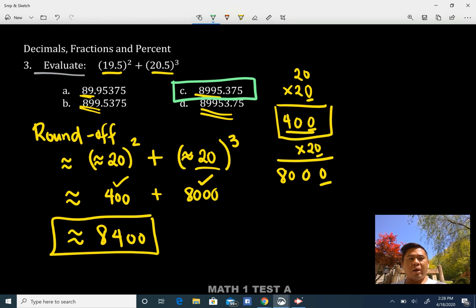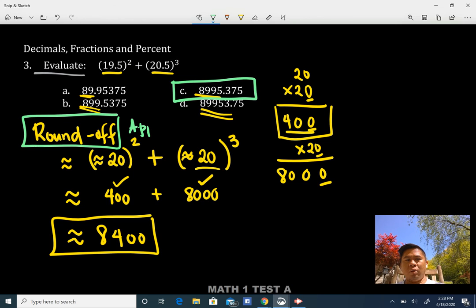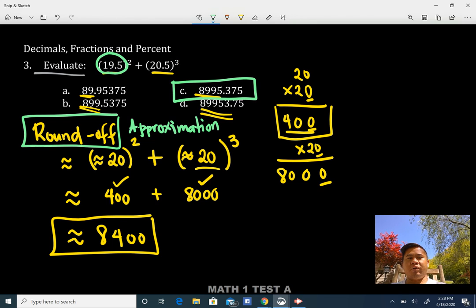Again, I use the method of rounding off in here, or approximation, so that I won't be spending too much time and effort to actually get the exact answer for 19.5 squared and 20.5 cubed, which will definitely be taking me a lot more time to consider. Again, I use some test-taking tips in this case, what I call rounding off and approximation.